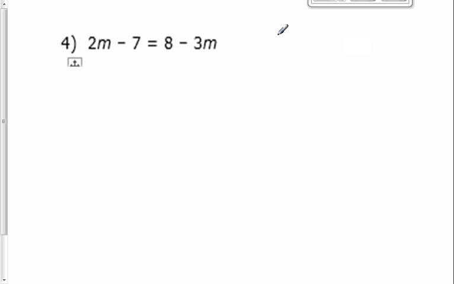I want to go ahead and put my m's together first. That's the best thing to do, put your letters together first, but you can do whatever you want. So I'm going to choose to move the negative 3 or the minus 3 because it's smaller than the positive number over here. So let's look at it this way. Instead of subtracting 3m, I want to add 3m. If I do it to one side, I want to do it to the other.